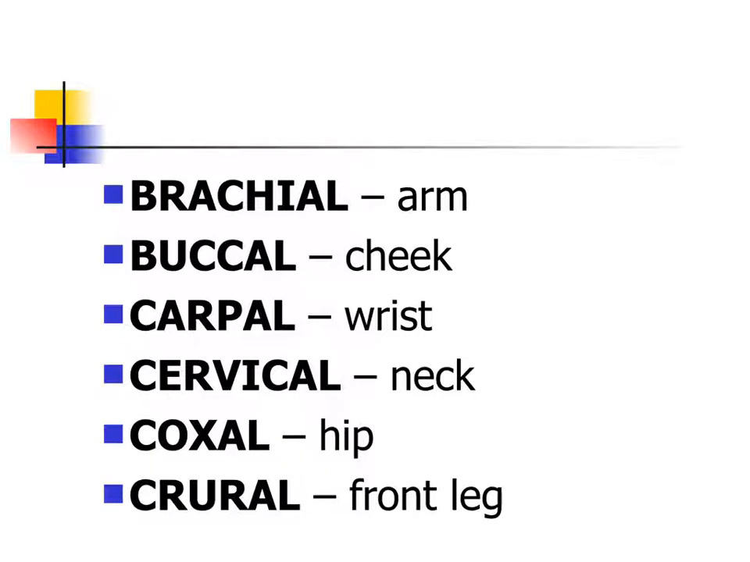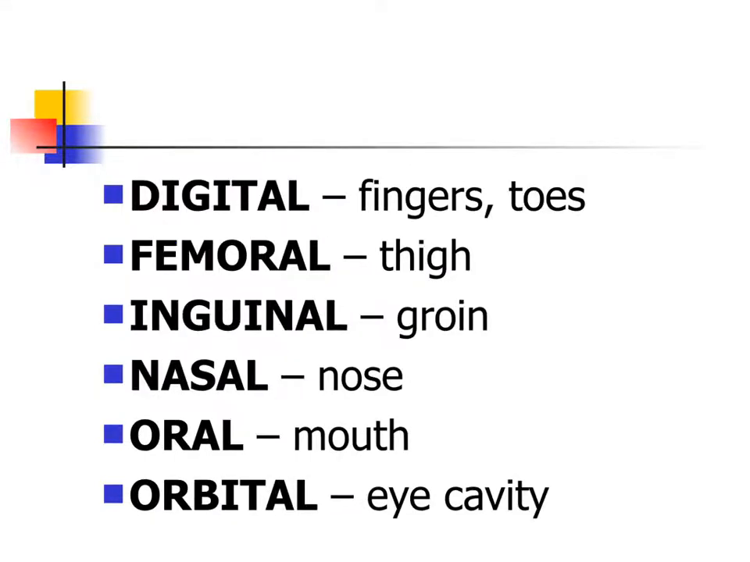Cervical refers to the neck or the bones that make up the neck. The coxal is the hip bone. Crural is the front of the lower leg. Digital, or sometimes referred to as phalanges, are your fingers and toes. Femoral is the thigh region. Again, you have a femur, which is the large thigh bone, and then you have a femoral artery that runs along the upper thigh, and you also have a femoral nerve that runs down the thigh also.